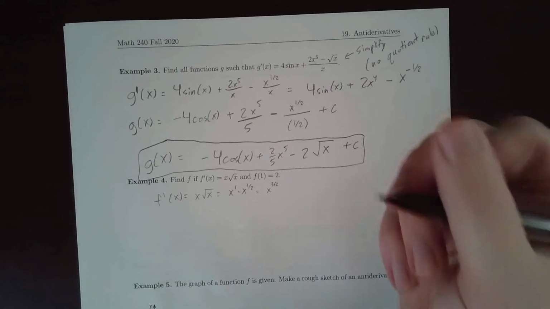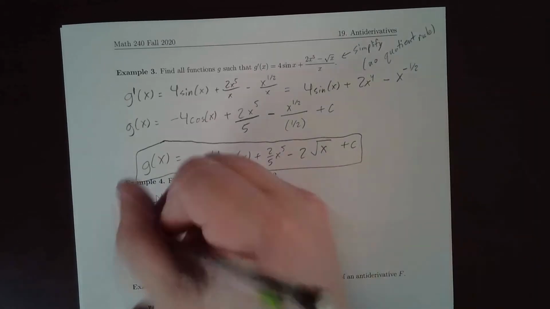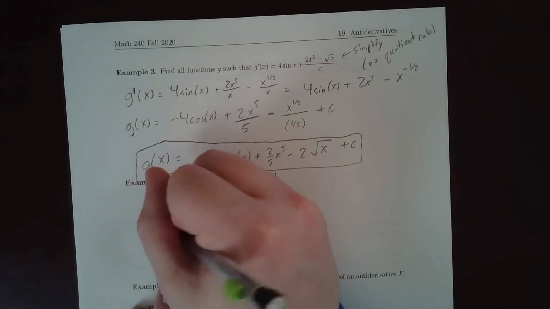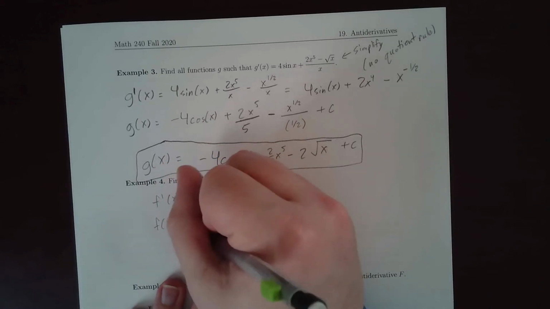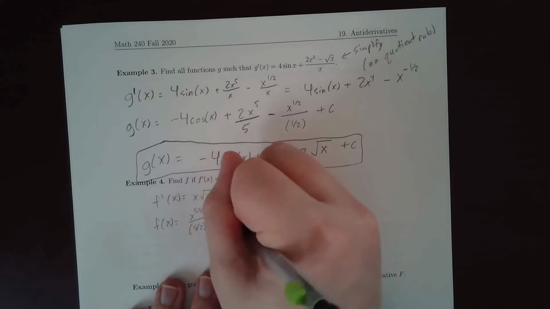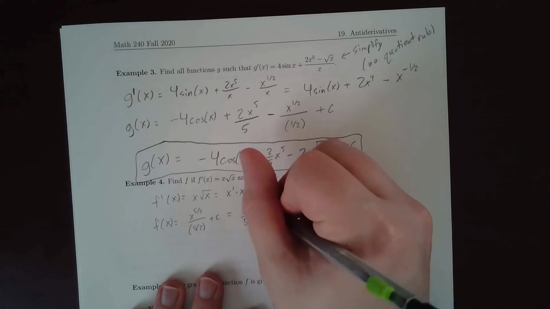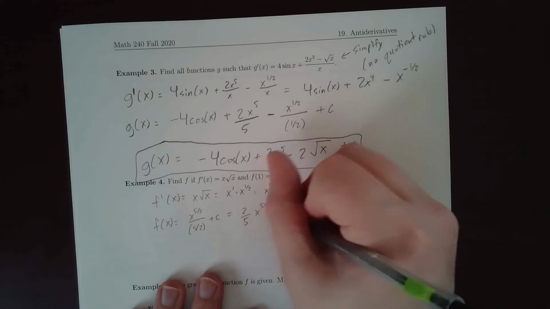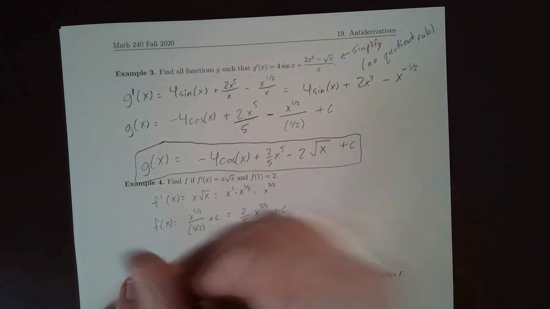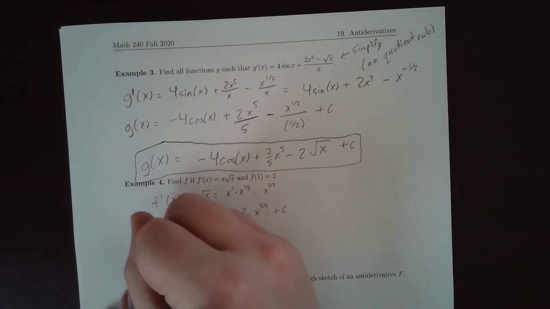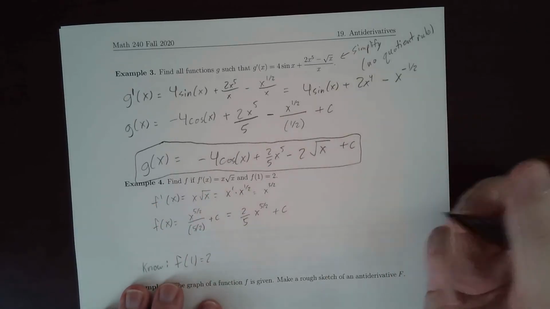And if we want to take the antiderivative, we'll just add 1 and divide by the new exponent. So f of x then would be x to the 5/2 divided by 5/2 plus c, or in other words, it would be 2/5 x to the 5/2 plus c. Now we know that f of 1 equals 2.